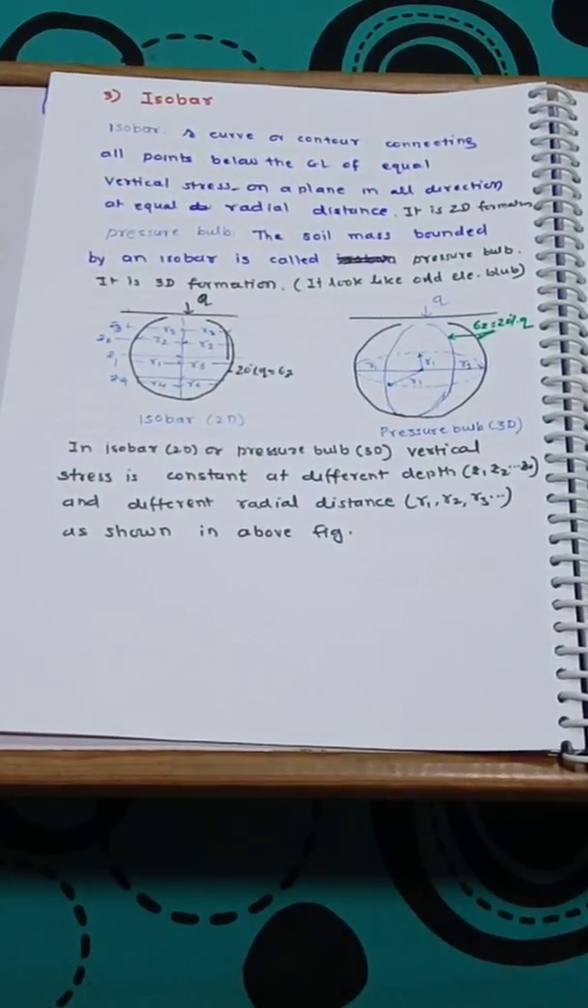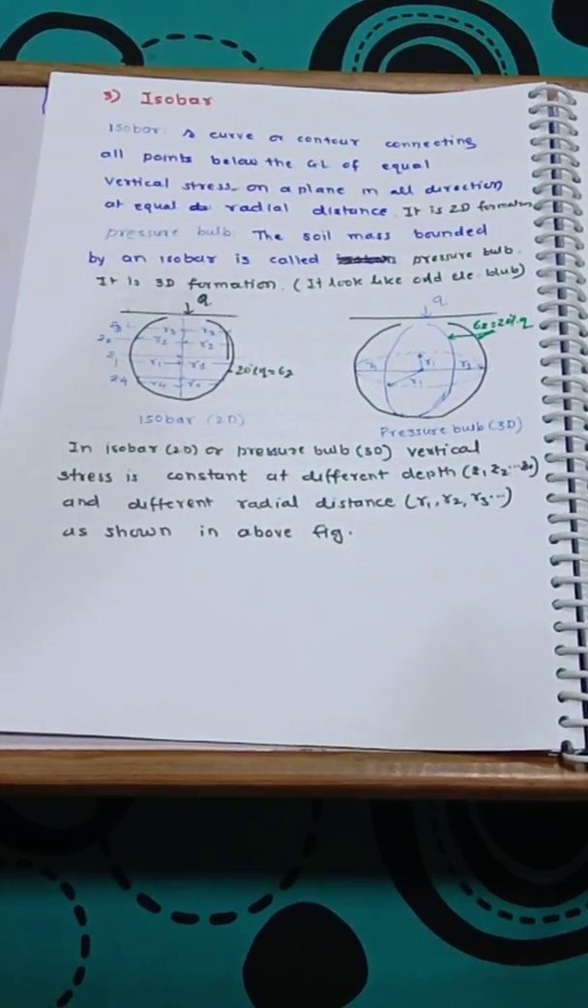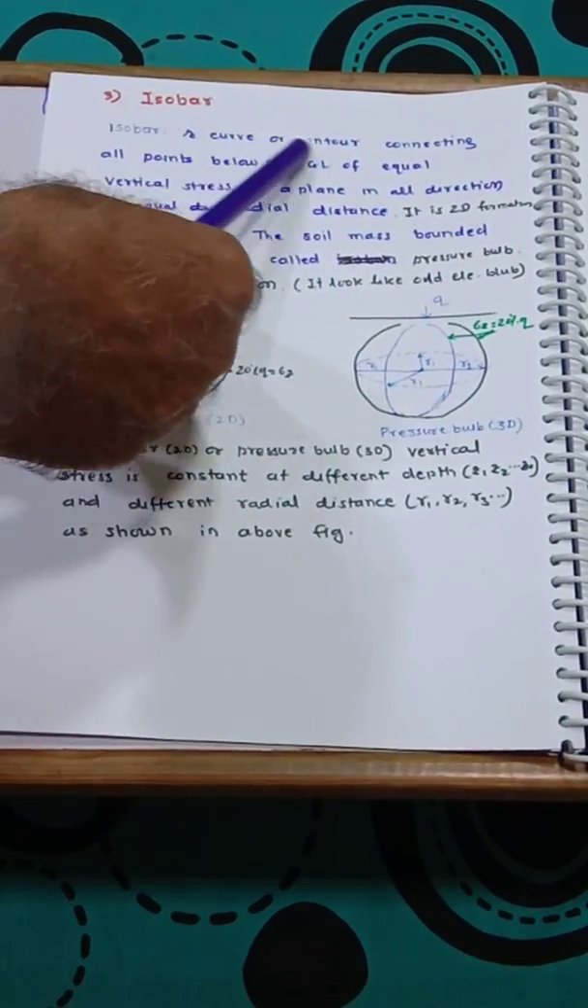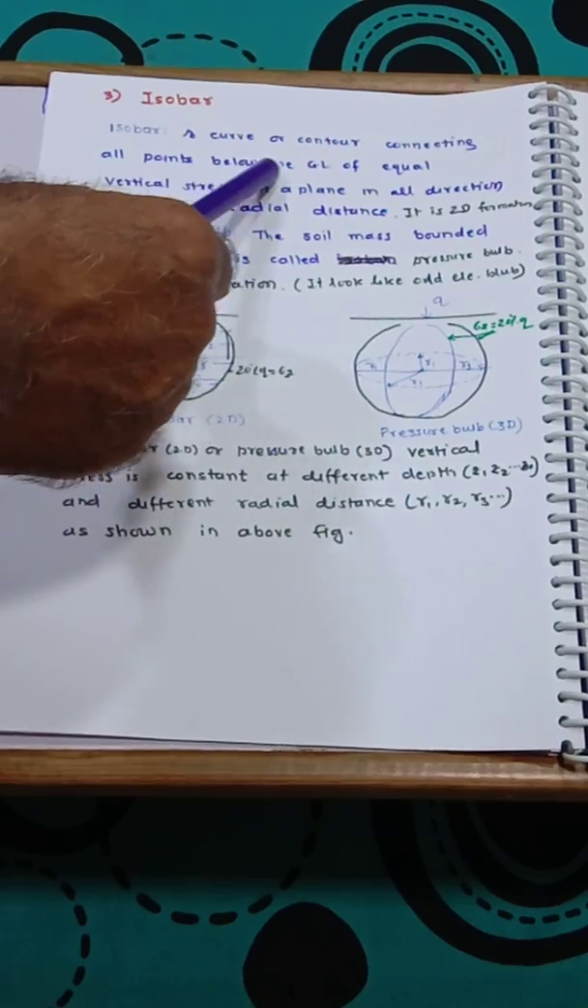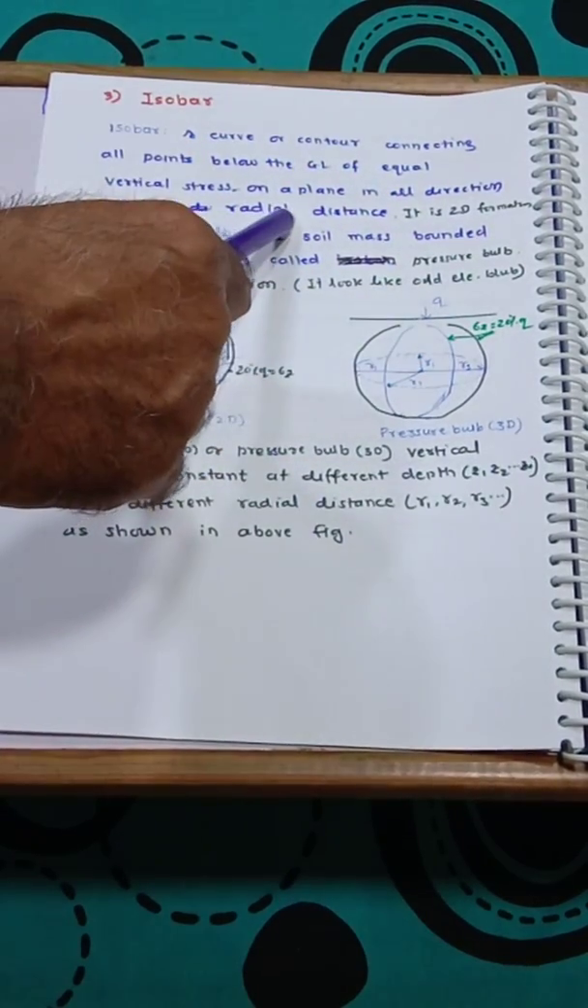Now we come to the third part, again a very important part, and this part is also very useful, particularly in our settlement calculation. So this is the third part: the isobar. Basically this part is a combination of the first two, the horizontal and vertical distribution of sigma Z. What is the meaning of an isobar? A curve or contour connecting all the points below ground level of equal vertical stress on a plane, in all directions of equal radial distance.